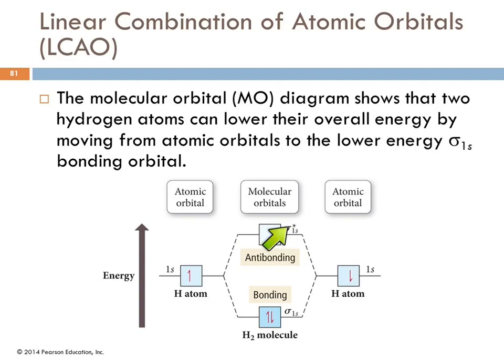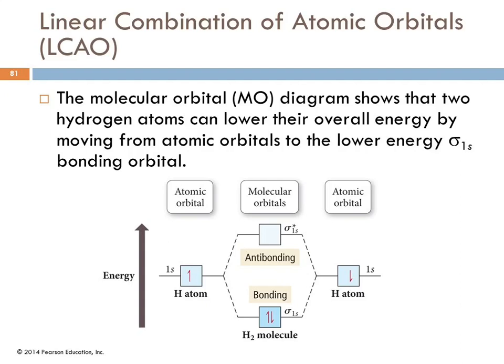So this is sigma star 1s and this is sigma 1s. The star means it's an antibonding orbital. So here, 1 electron from this hydrogen atom, 1 electron from this hydrogen atom, and they're going to fill up these molecular orbitals. They're going to fill the lower energy one first. So in an H2 molecule, we have 2 electrons in this bonding orbital, and that forms the hydrogen bond.